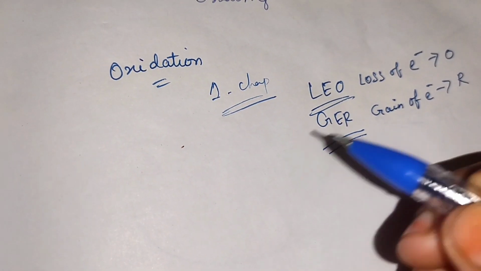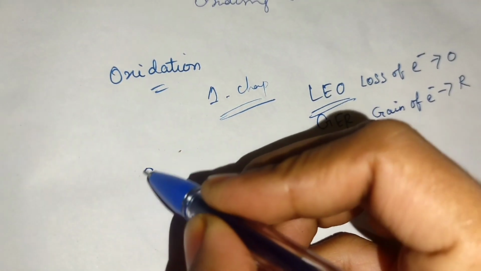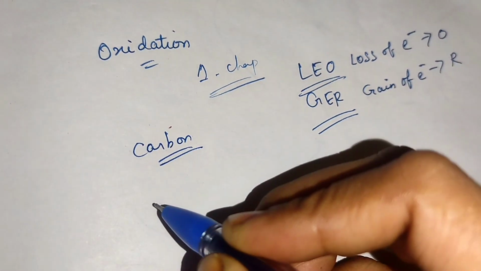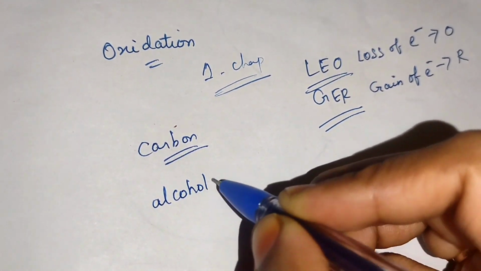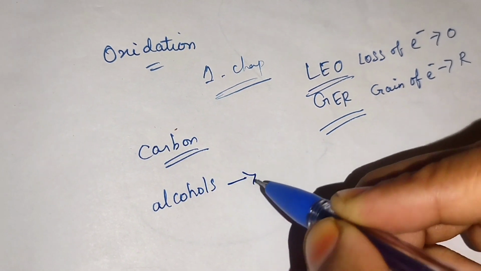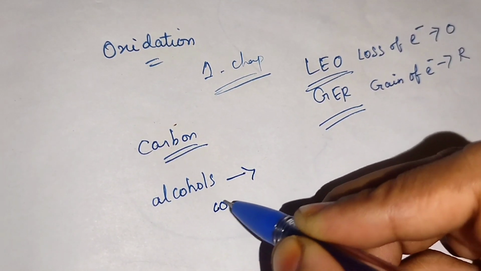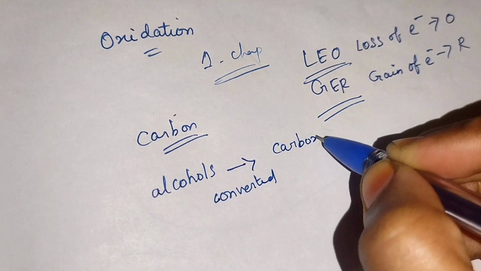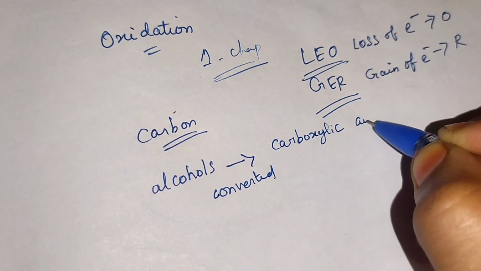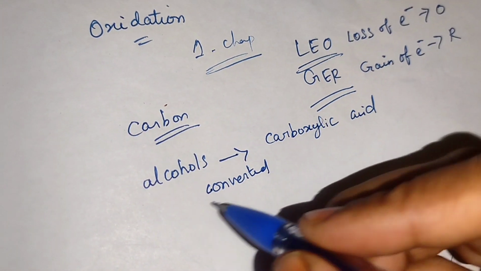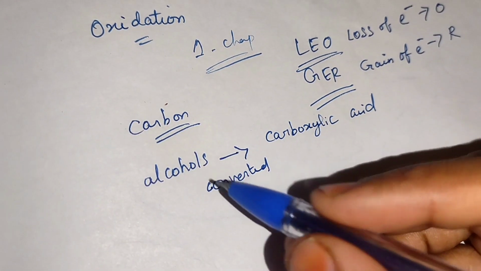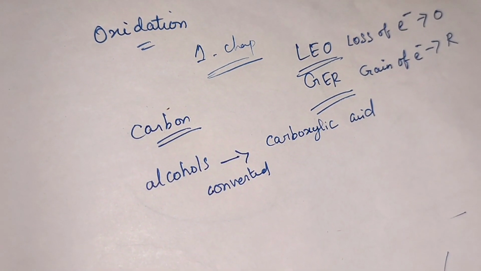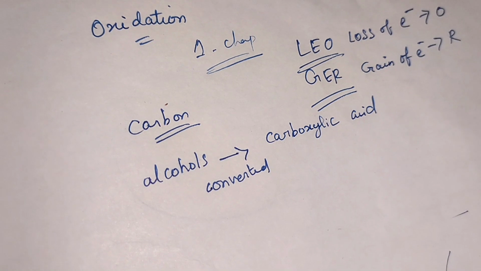Usually carbon compounds easily get oxidized. For example, we are taking alcohols here, and when these alcohols are oxidized, they are converted into carboxylic acid. Here we are going to see some examples for that conversion.